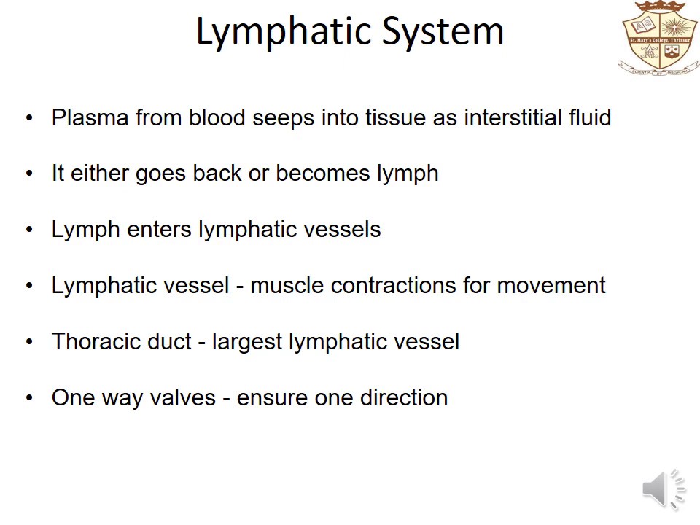From these tiny lymphatic capillaries, the lymph will flow through progressively larger collecting vessels known as the lymphatic vessels, and ultimately it will reach the lymph node. The flow of lymph through the lymphatic vessels is due to muscle contractions, the movements of the body's muscles. Also, there are a series of one-way valves along the lymphatic vessels which ensure that the lymph flows only in one direction.